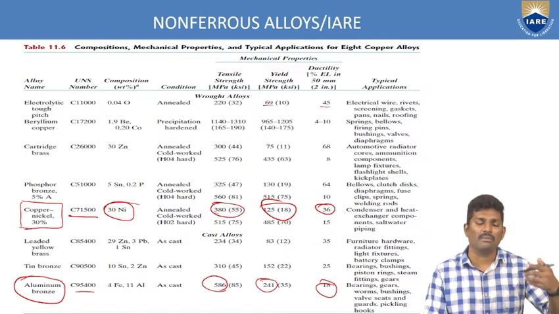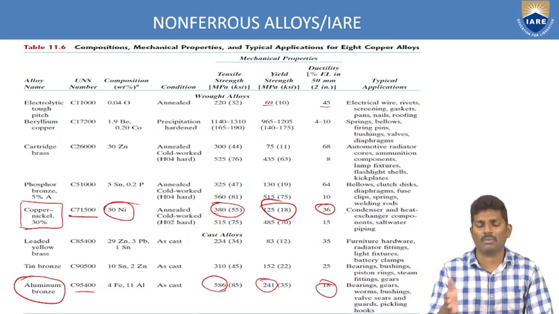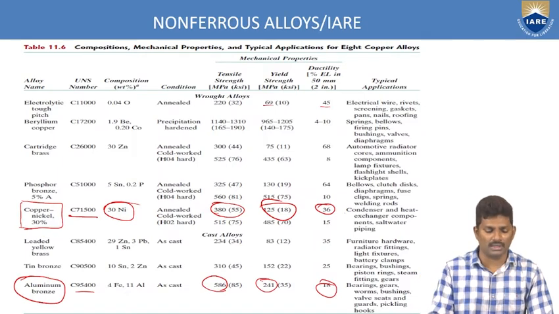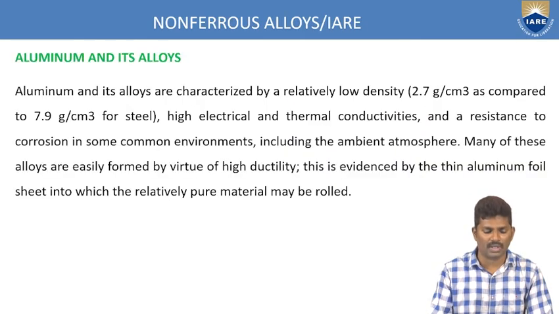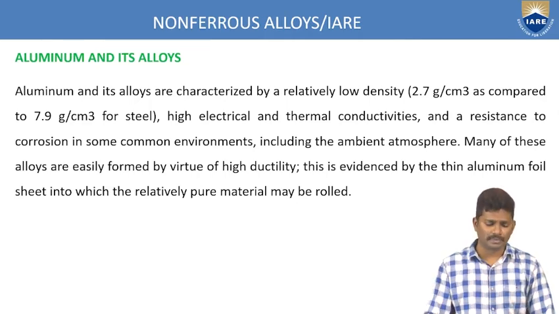So if you vary the number of compositions, these mechanical properties vary. So because of these variations in the mechanical properties, the applications are also varied. So that is one of the non-ferrous, about the copper. Now coming to another non-ferrous, you have aluminium and its alloys.